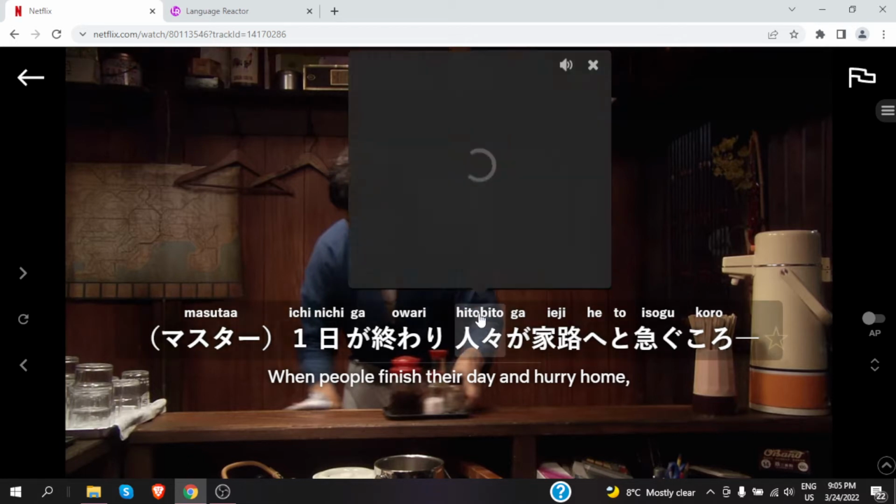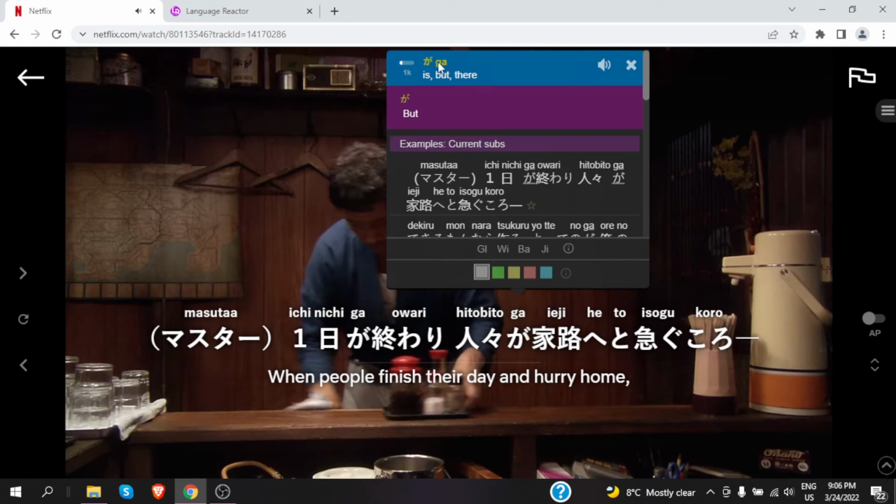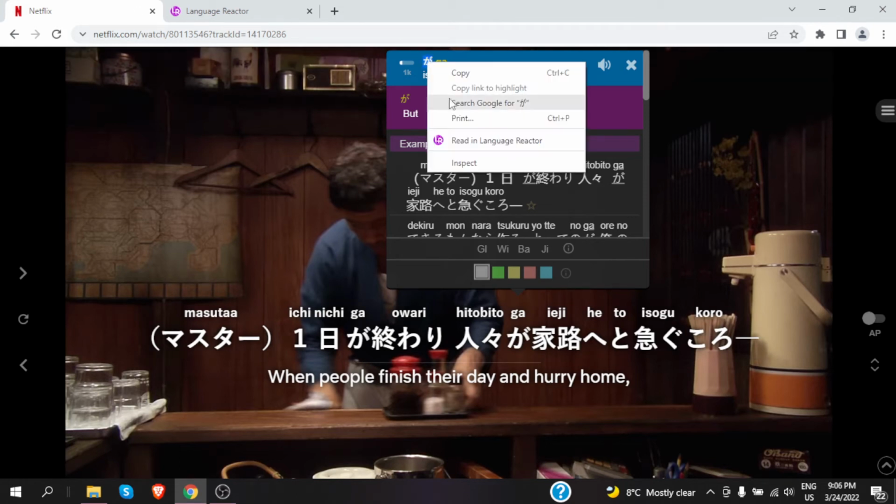Hitobito. Well, I know hito is people, but now I'm finding out that hitobito is people. I'm pretty sure hito can be one person. Anyway, hitobito. I'm just going to go with people, folks. You see, and now you've got this connector, it seems to be thrown on the end of this noun. So ga. If I'm really stuck, I will go and search for this meaning.